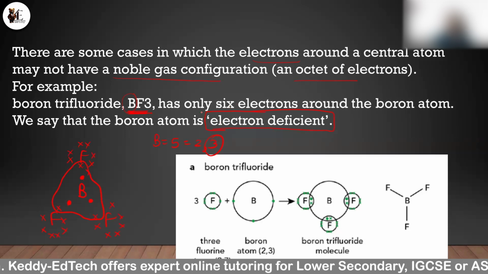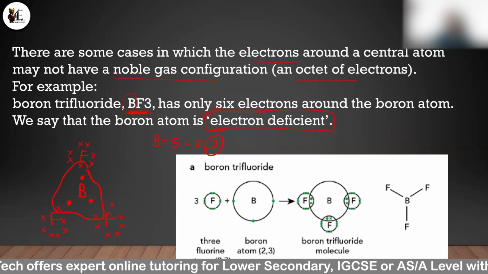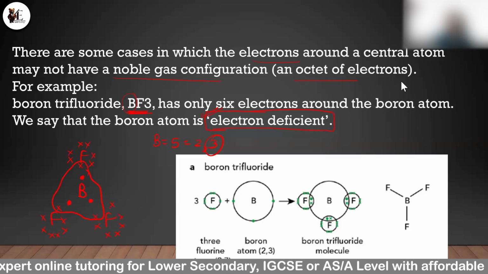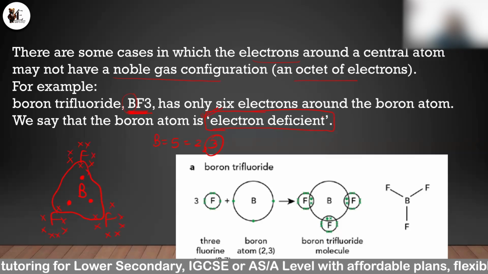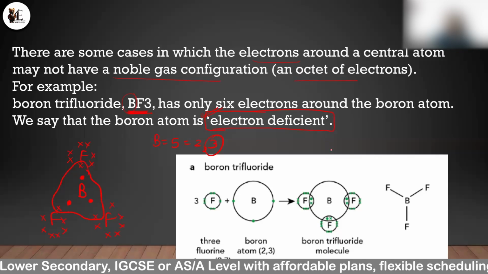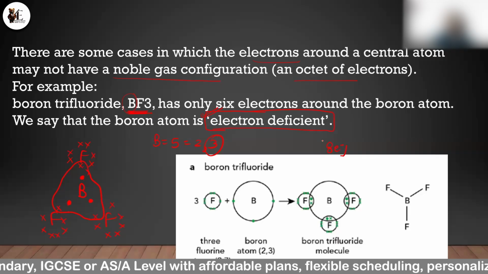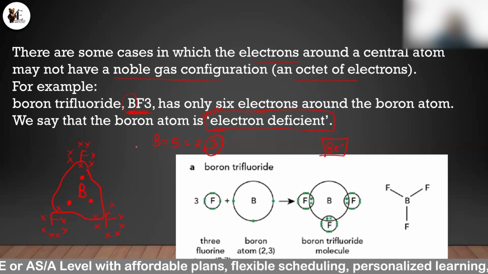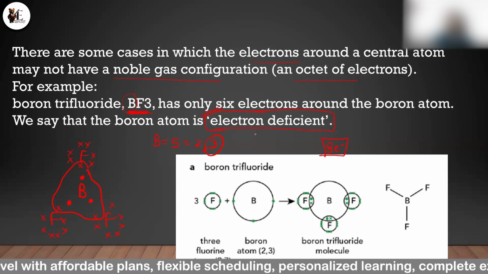So we say that the boron atom is electron deficient. Why electron deficient? Because to achieve stability, it should have 8 electrons. The central atom should have 8 electrons in its valence shell. But in BF3, it is stable, and still it has 6 electrons in its valence shell.